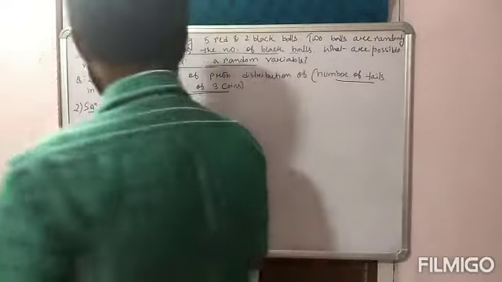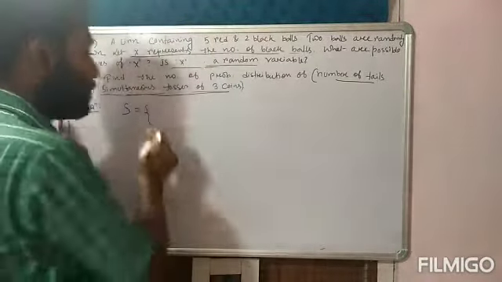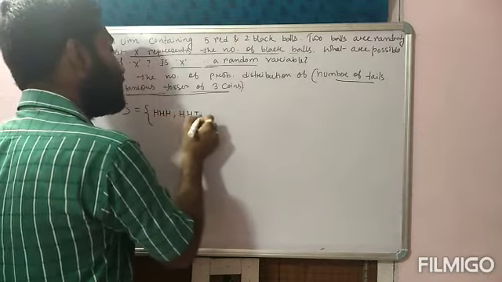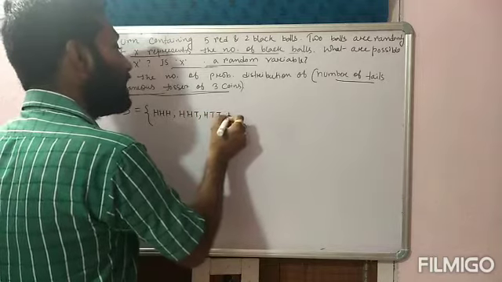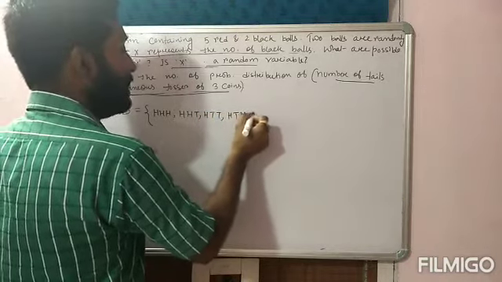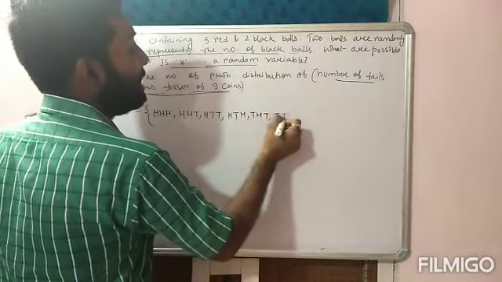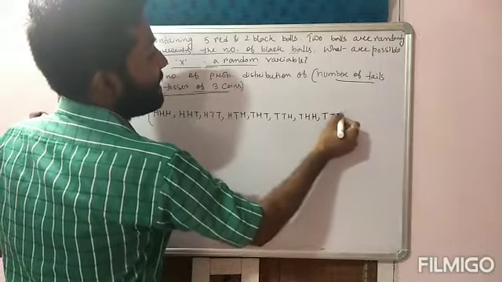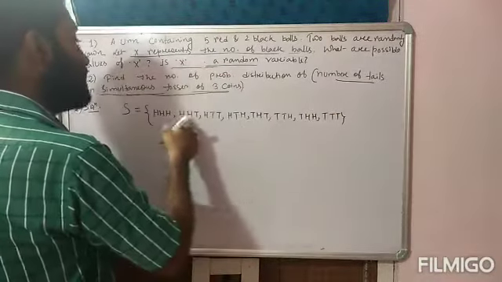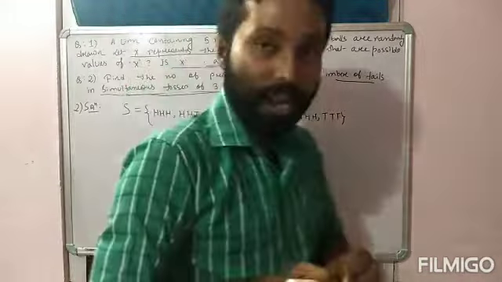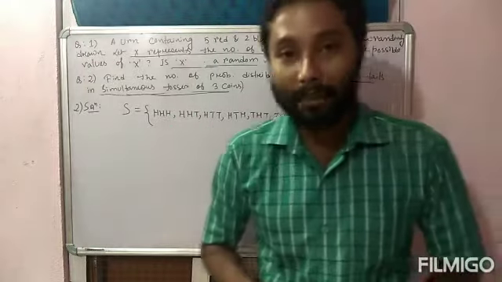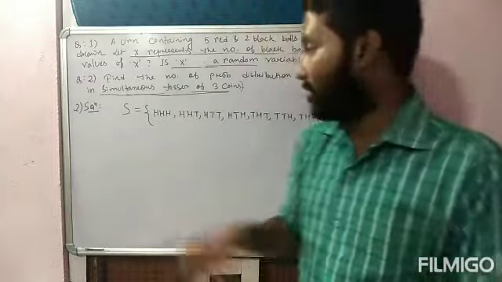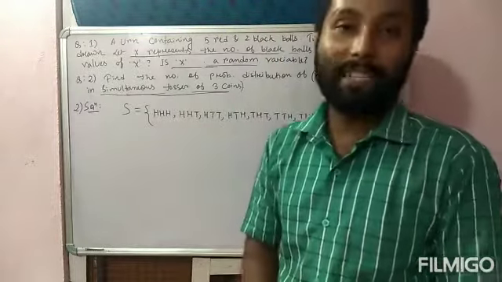Okay, so what are those 8 possible outcomes? Always try to write the sample space. HHH, HHT, HTT, HTH, THT, TTH, THH and TTT. So 1, 2, 3, 4, 5, 6, 7, 8. So if a coin is tossed thrice or 3 coins are tossed simultaneously, then the possible outcomes are 8 only. So ये हो गया sample space of the experiment.